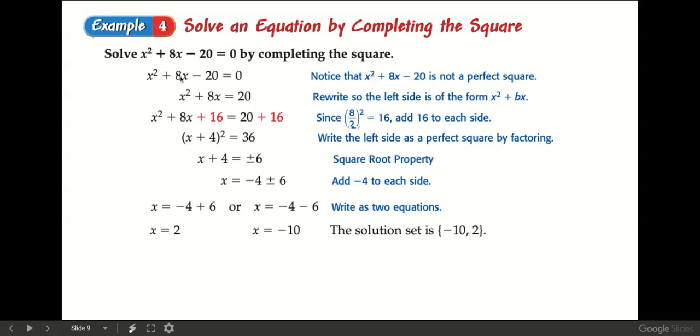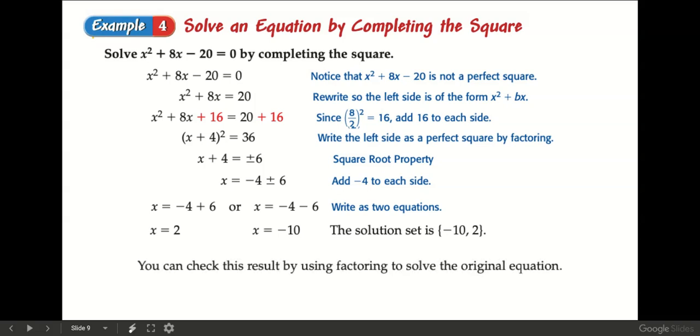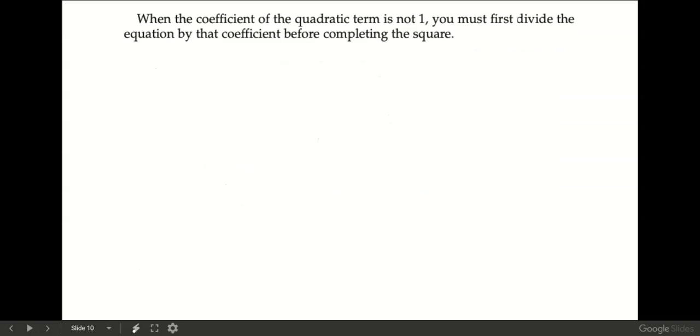So again, the big technique here is completing the square by creating a perfect square trinomial, remembering that whatever constant you add to one side, you've got to add to the other side, and then go ahead and follow our normal techniques for using the square root property. So you can always check the results by using factoring or to solve the equation.